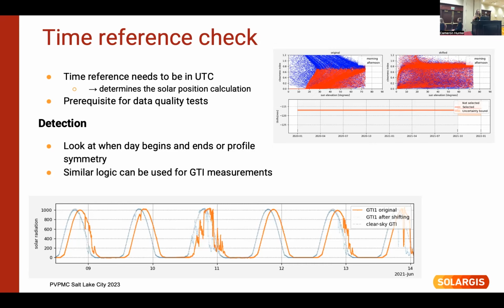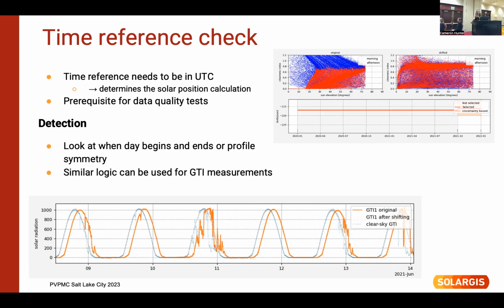Why we need it in UTC, as I said, this determines the solar position calculation. And how do we detect time reference shift? We do it completely automatically by looking at when the day begins and ends. And also we look at the clearness index symmetry between morning and afternoon, which you can see in the top plot.